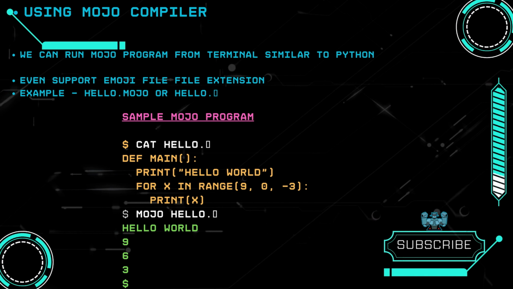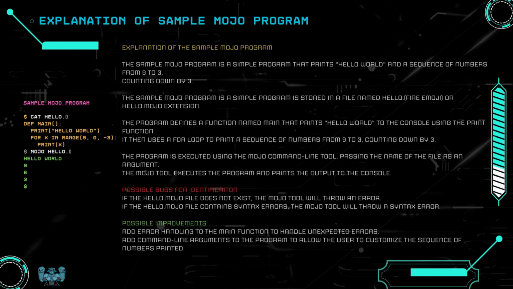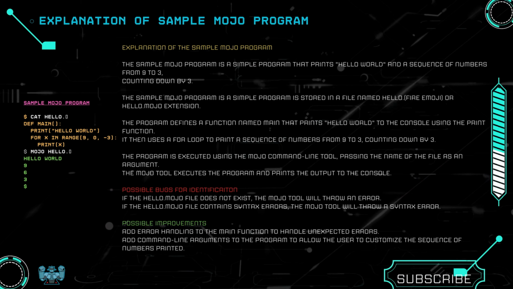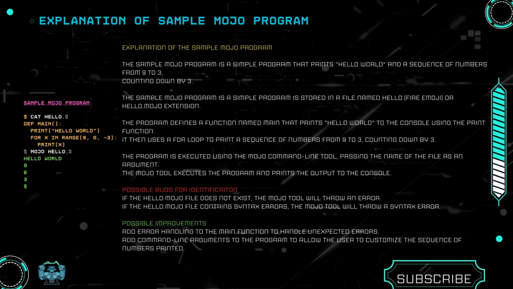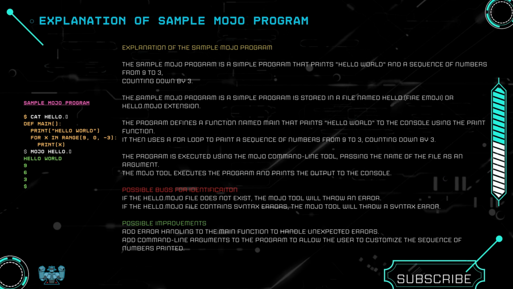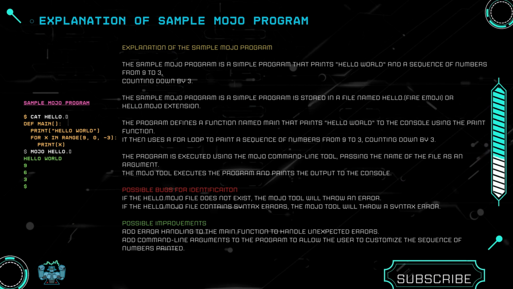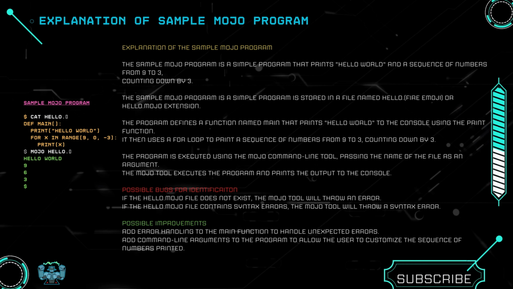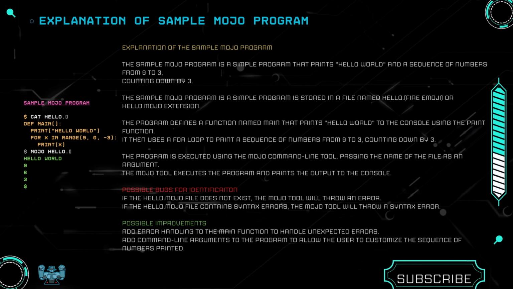The program defines a function named main that prints hello world to the console using the print function. It then uses a for loop to print a sequence of numbers from 9 to 3, counting down by 3. The program is executed using the Mojo command line tool, passing the name of the file as an argument. The Mojo tool executes the program and prints the output to the console.